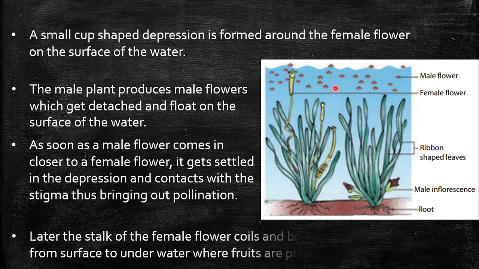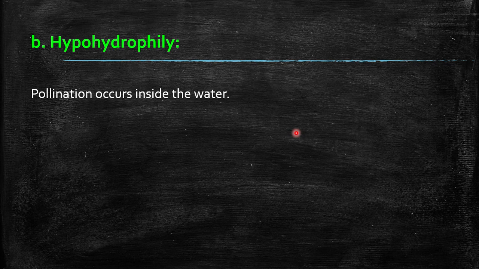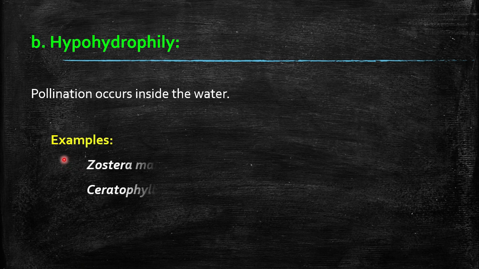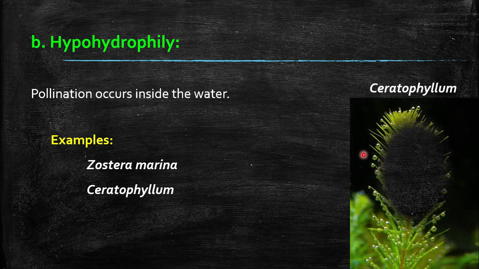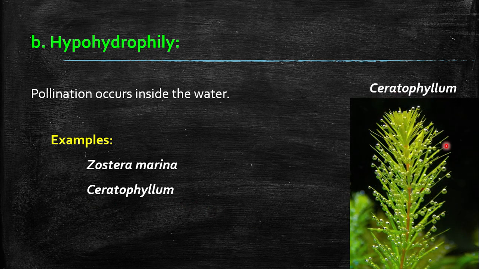Later, the stalk of the female flower coils and brings the flower back to just below the water level. It reaches the leaf clusters. So the flower goes from the surface to under the water, where fruits are produced. Next, hypohydrophily. The pollination occurs inside the water. Here, a few examples are Zostera marina and Ceratophyllum. You can see Ceratophyllum, which is a completely submerged hydrophyte. So all the pollination is carried out under the water.